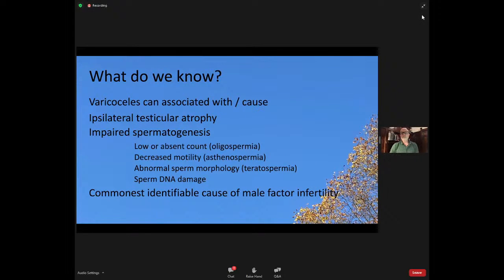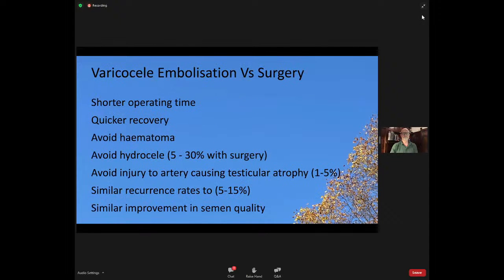And in adolescents, as we know, there's good evidence to show that varicoceles can be associated with testicular atrophy, and they're certainly shown to be associated with impaired spermatogenesis. One of the important aspects of that is sperm DNA damage, and the more recent literature supports a significant impact on sperm DNA quality with treatment of varicoceles. And it is the commonest identifiable cause of male infertility.